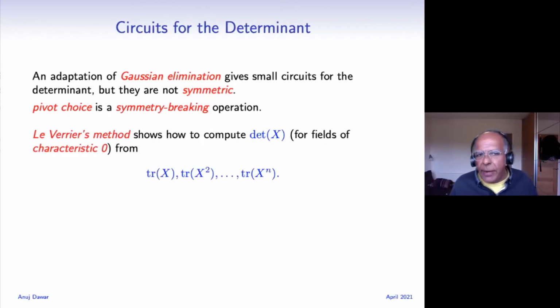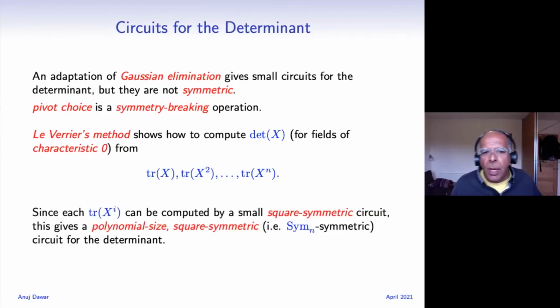There is Leverrier's method, which shows how to compute the determinant, at least for fields of characteristic 0, from the traces of the powers of the matrix. I won't give it here, since it is a standard method, but basically it allows you to derive all the coefficients of the characteristic polynomial by a simple recurrence from these values alone.